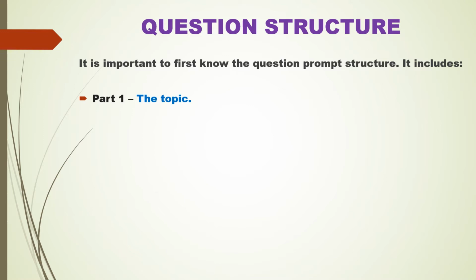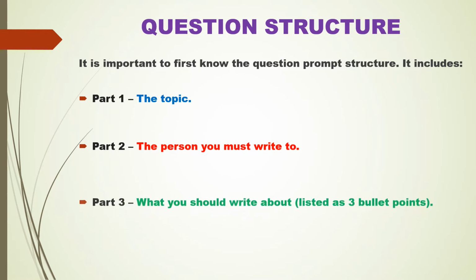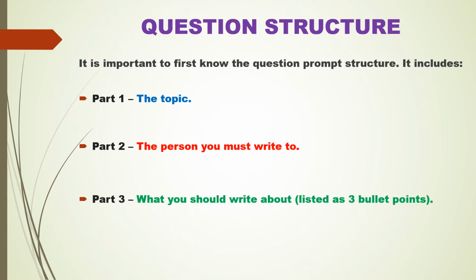Part one is the topic, what the question is asking. Part two is the person you must write to. So write a letter to the manager, write a letter to the friend, write a letter to the neighbor. To whom should you write the letter? That is the second part. Third one is what you should write. That is listed in the three bullet points.